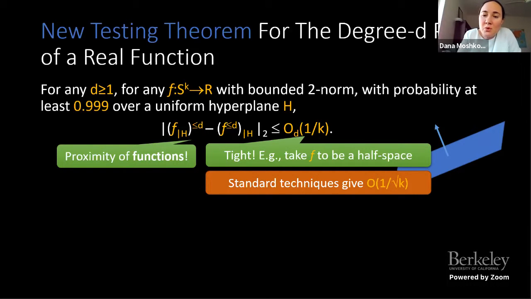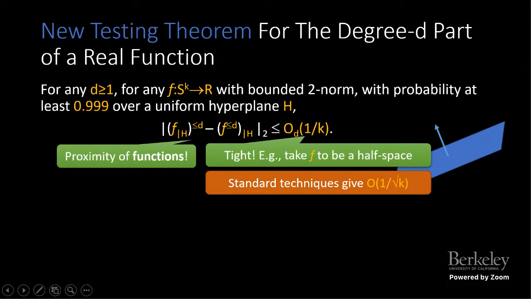And then what we have is a 2-dimensional problem. We need to look at this vector that defines the hyperplane. We need to look at the direction in which the function actually changes, and it becomes a 2-dimensional problem that, you know, to bound the second moment. Okay. So this is the testing theorem. I'd be very happy to answer any questions about it.